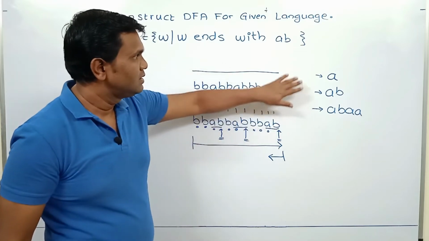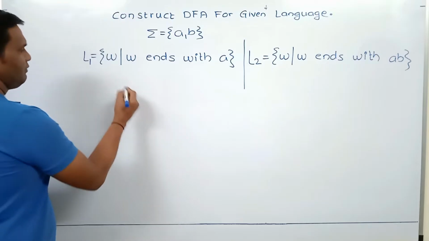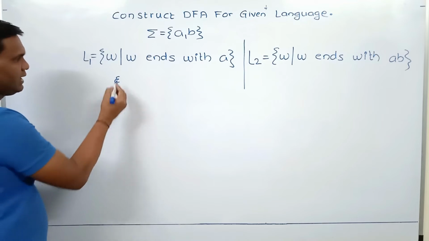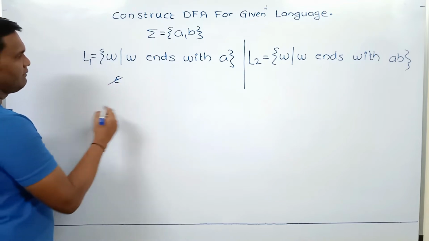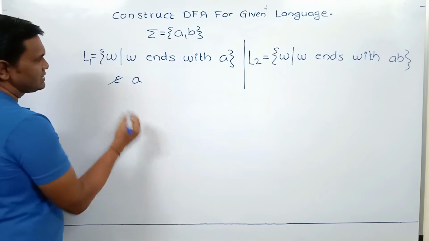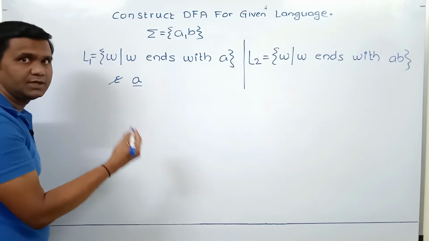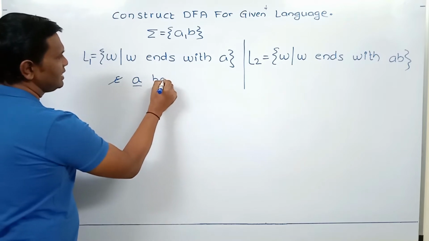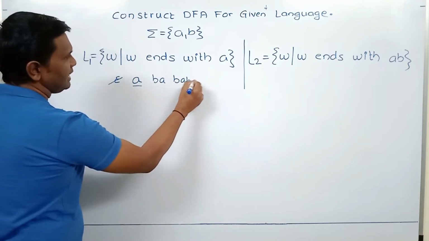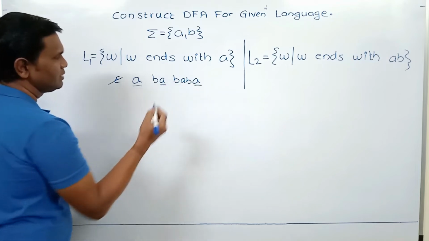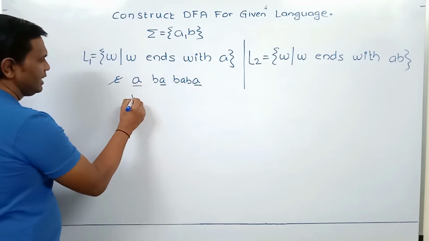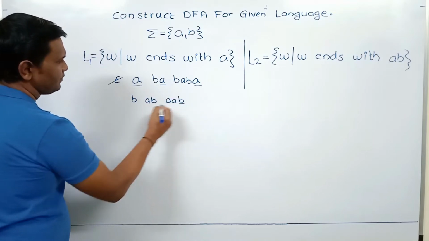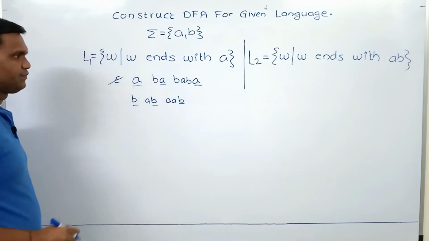So let's start with W ends with A. Now if you consider the string epsilon, this does not end with A, so it should not be part of the language. If you consider only the string A, it ends with A, so it is part of the language. Then any string that ends with A is part of the language. Any string which does not end with A is not part of the language.